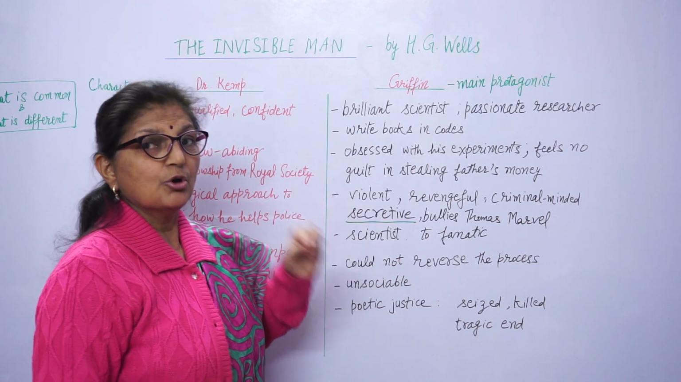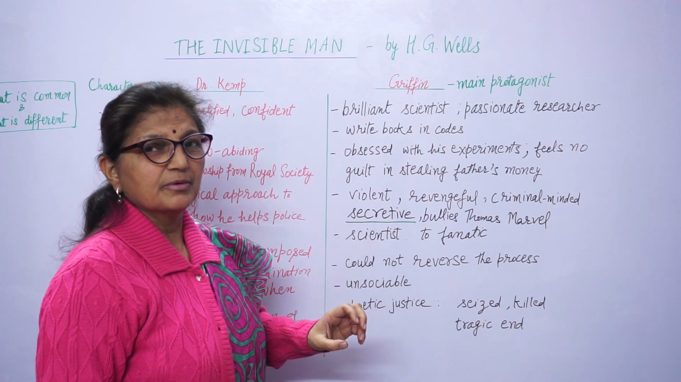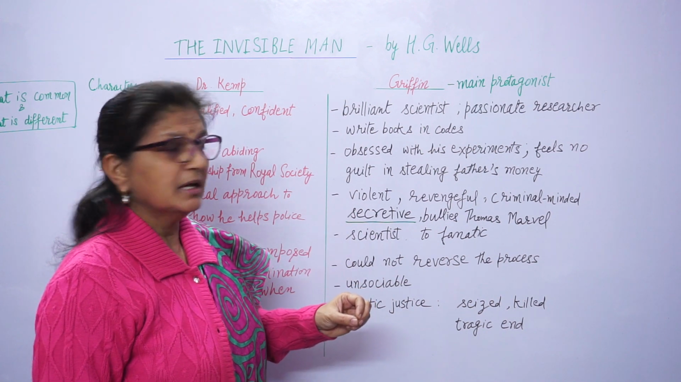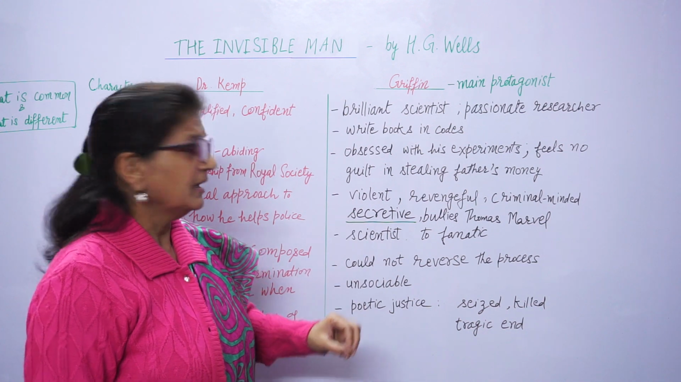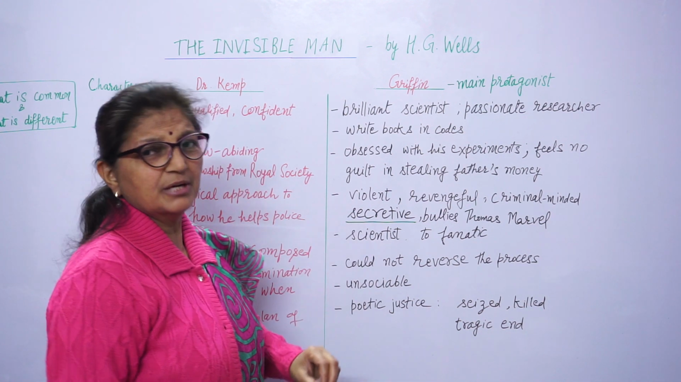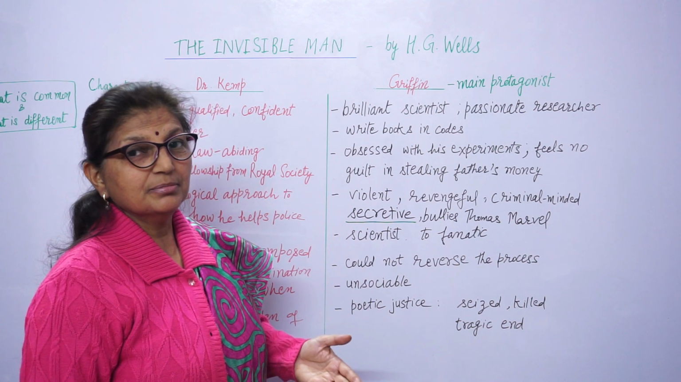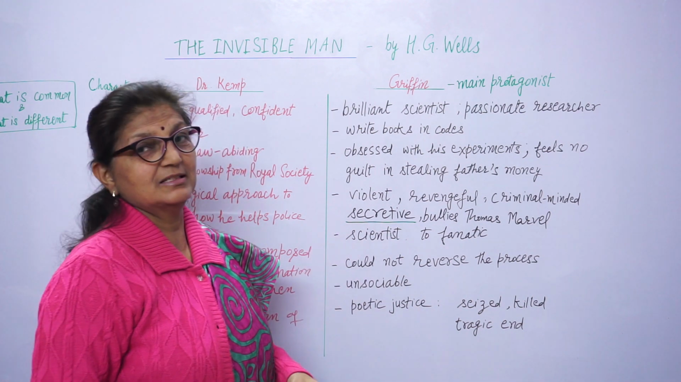Rather, he misuses his knowledge. और जो उसकी knowledge की जो power थी, उसने instead of doing good to humanity, to other people, he did harms. Wherever he went, he harmed the people. And what is the end of such a person? That is, you can say, poetic justice.